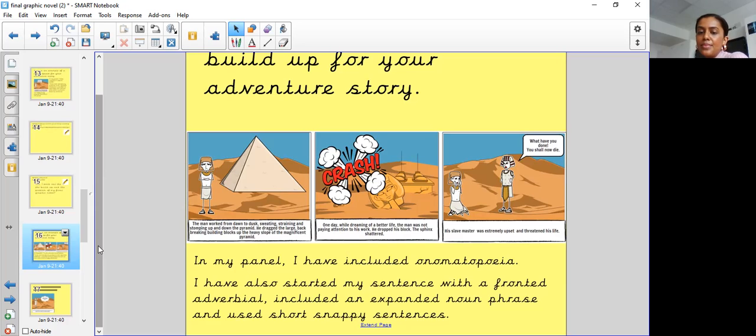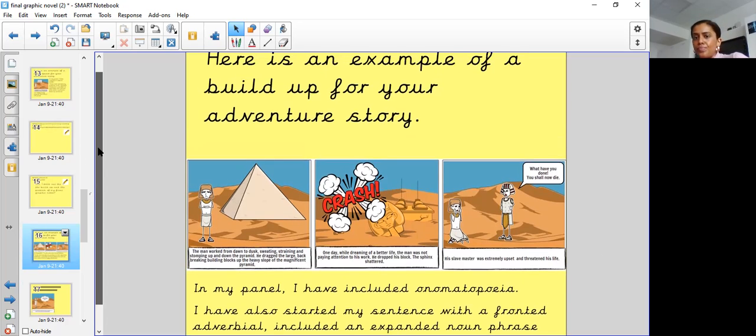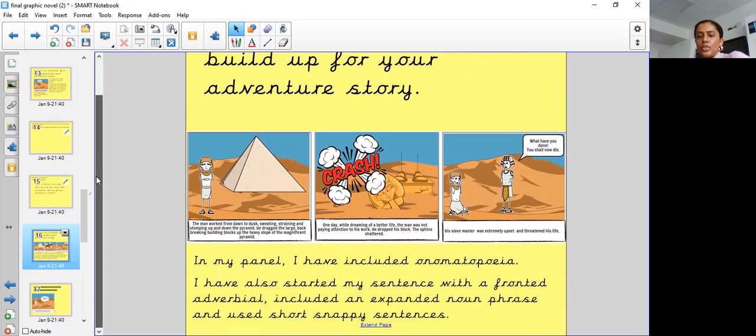So in my panel, I have included onomatopoeia. You can see over here in my picture, I've written the word crash. It's the word with the sound that you might be able to hear. I have also started my sentence with a fronted adverbial, one day, comma, included an expanded noun phrase, and used short and snappy sentences. So you can see in this story, it's very short. And this is how I've used this build-up to create these sentences. They're not very long, they're short sentences, but they're also interesting sentences.